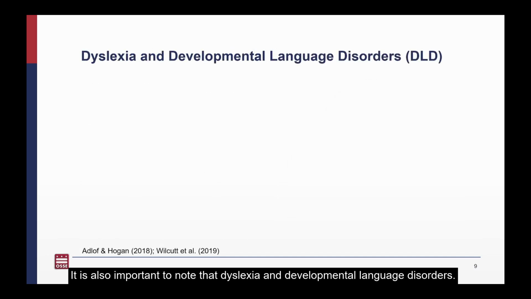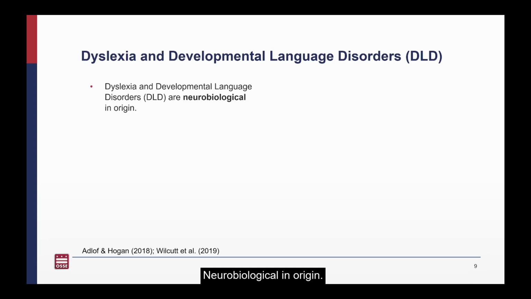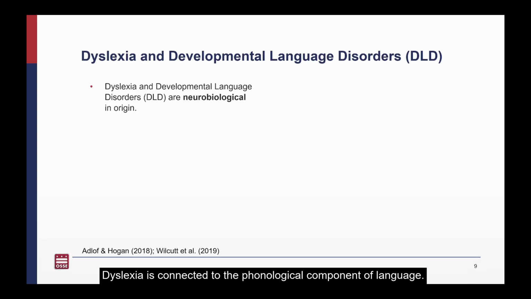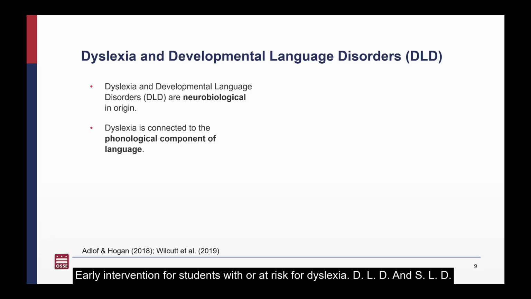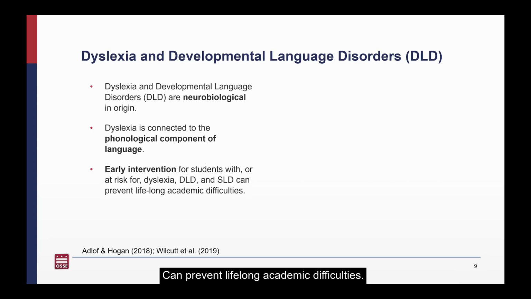It is also important to note that dyslexia and developmental language disorders, DLD, are interrelated through language processes. Both dyslexia and DLD are neurobiological in origin. Dyslexia is connected to the phonological component of language. Early intervention for students with, or at risk for, dyslexia, DLD, and SLD can prevent lifelong academic difficulties.